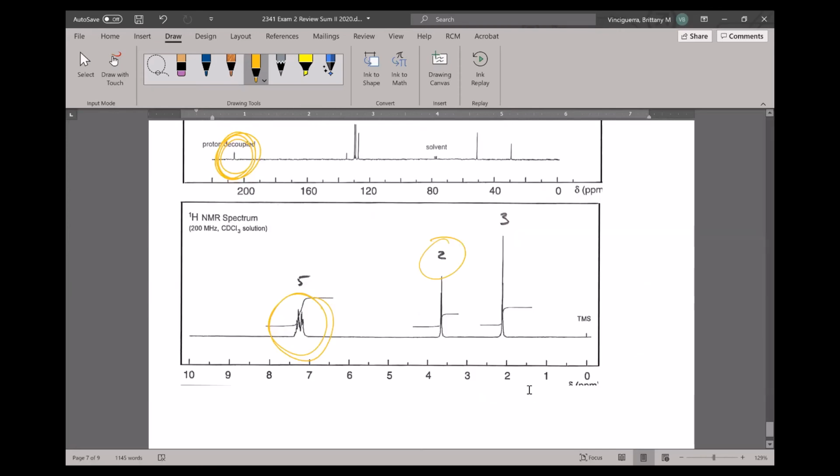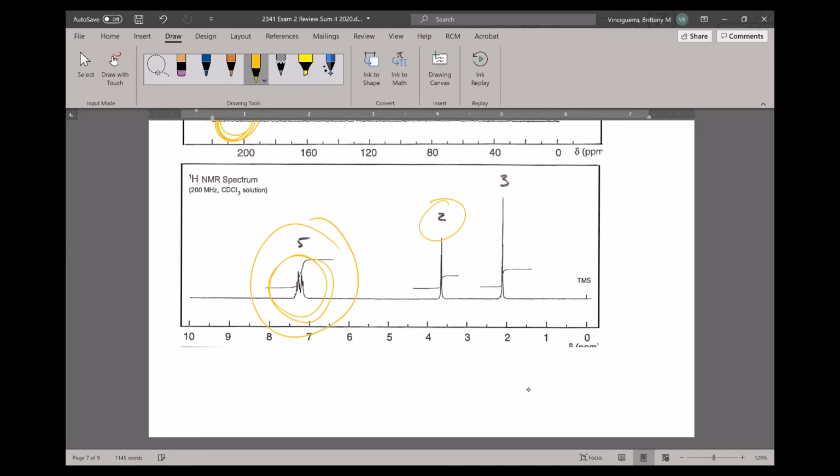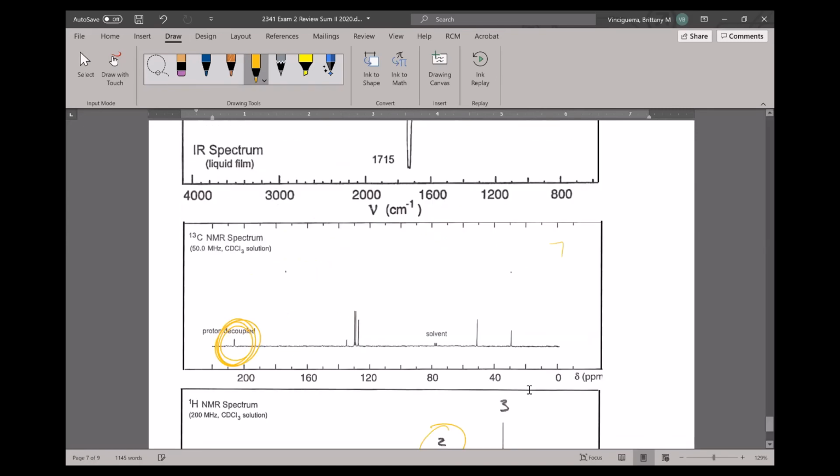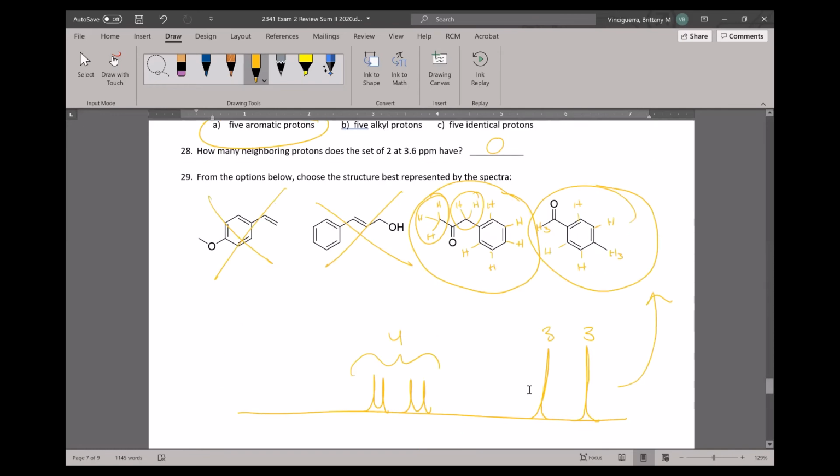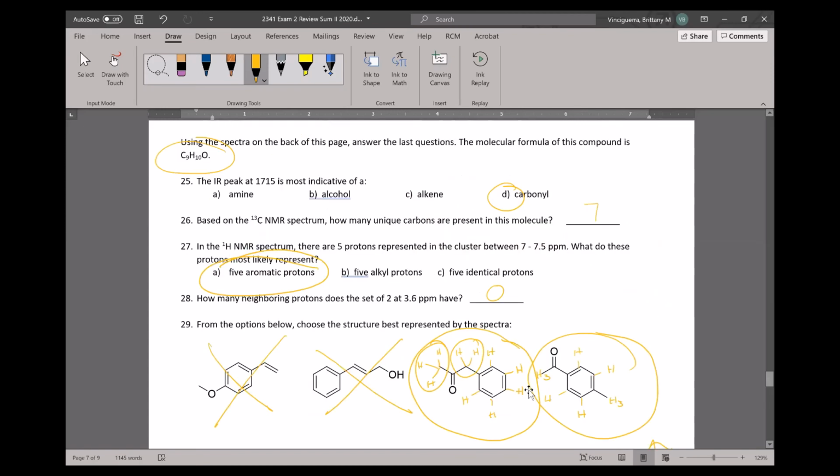So anytime you see it like this and it integrates for 5, you know that there's only a single substitution on the benzene ring. So that's another way that you could have narrowed down your options pretty early, because that would have limited you to the 2 central ones. But anyway, there were a lot of different ways to narrow this down. But these types of questions that I asked is kind of what your thought process should be.